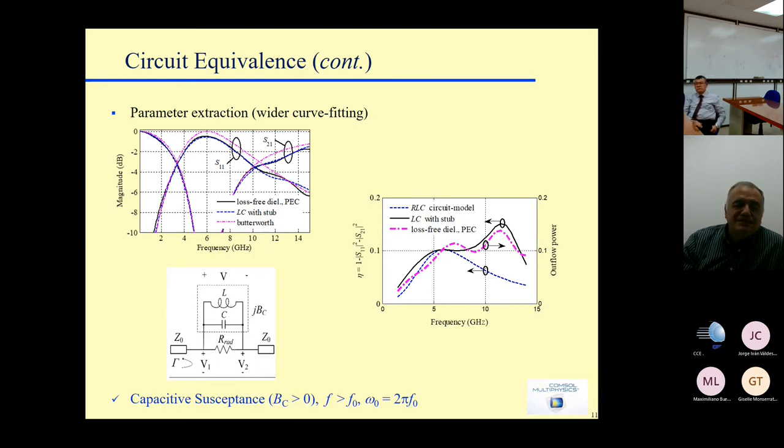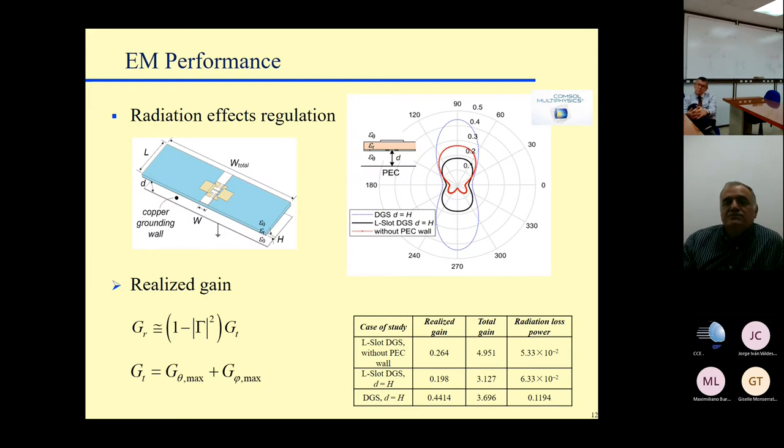So the idea of this paper is to use the capacitive susceptance in order to design filters that allows to use for the first time the dominant capacitive region in order to design filters. And this allows then to provide also a good radiation effects regulation. We can see that we can include a copper grounding wall as shown in this model, separated by a distance B from the ground plane in order to have a better electromagnetic compatibility and avoid the radiation. And we can see also results from COMSOL.